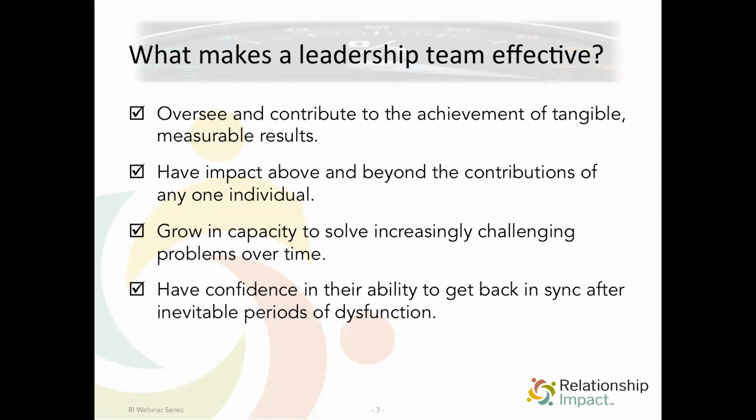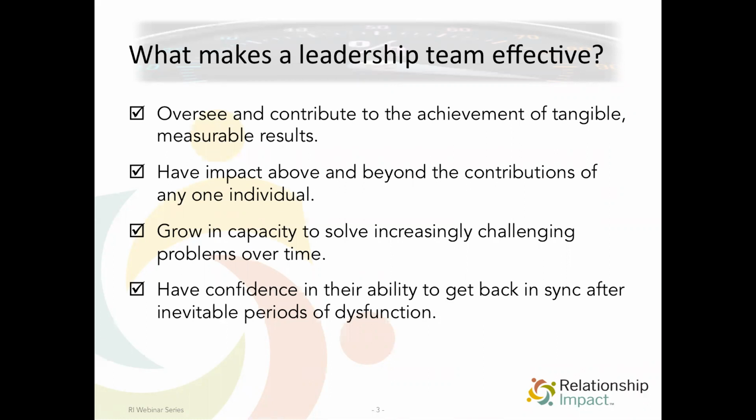Secondly, a great team, and we ask our clients to think about whatever great teams they've been on, whether it's a sports team or a team at work or outside of work, what we typically get is that they have impact above and beyond the contributions of any one team member. That's the force multiplier effect. When we're all working together, we're mitigating our weaknesses and accelerating our positive contributions, so we have impact way beyond the contributions of any one individual member.